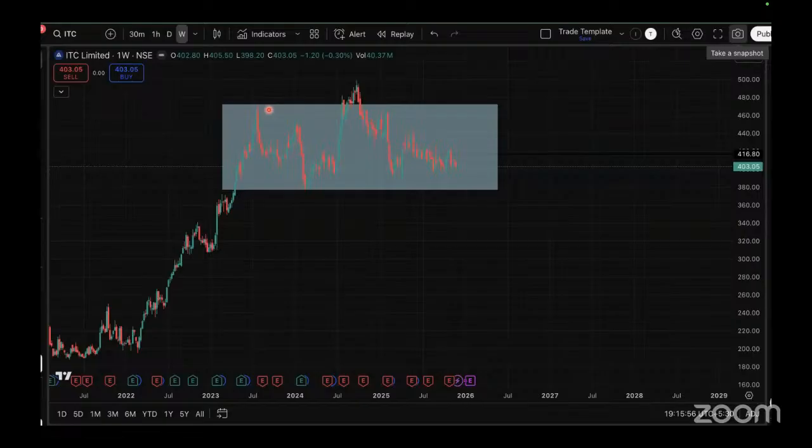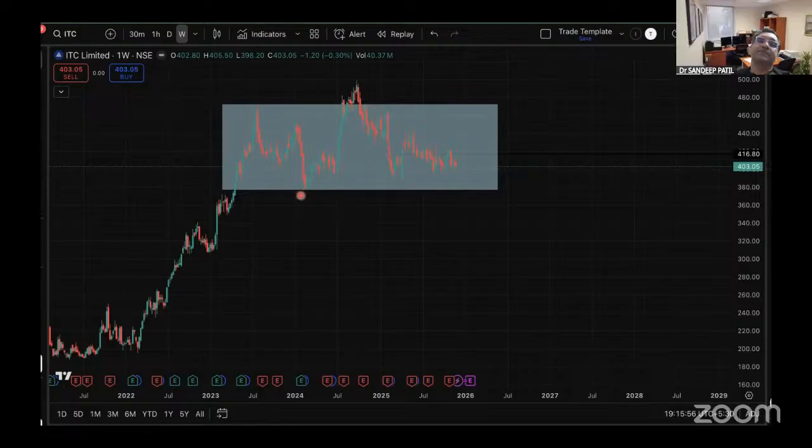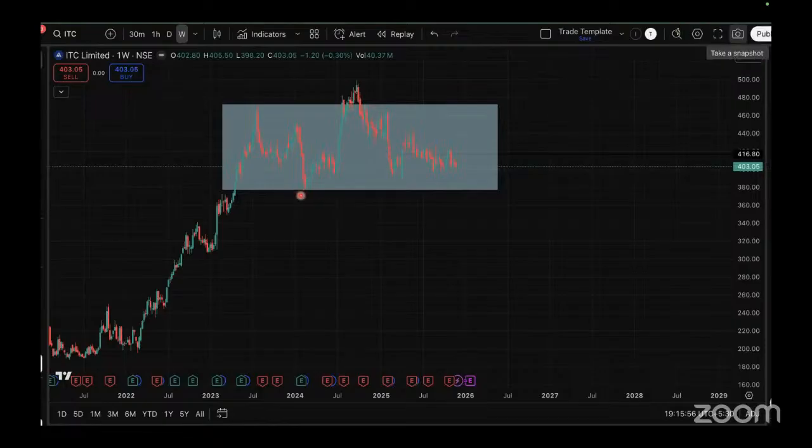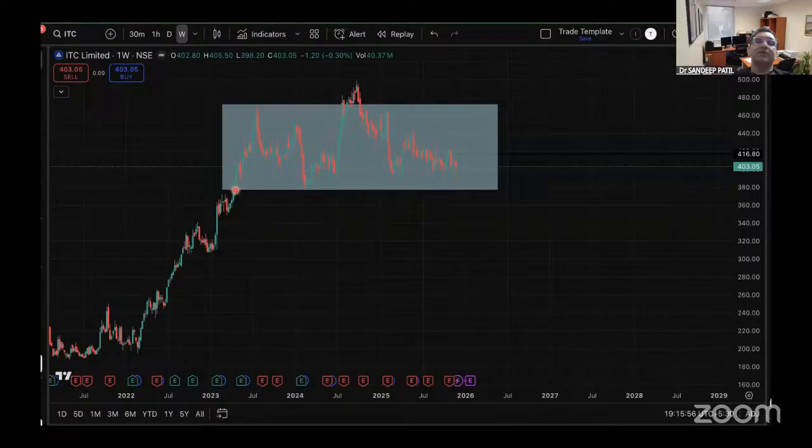So it is used only for trading. This cannot be used for long-term investing because it is undergoing a long correction here. Three waves, three waves, three waves, three waves. So till it breaks out of that rectangle, one should not go for long-term investing in this particular stock.